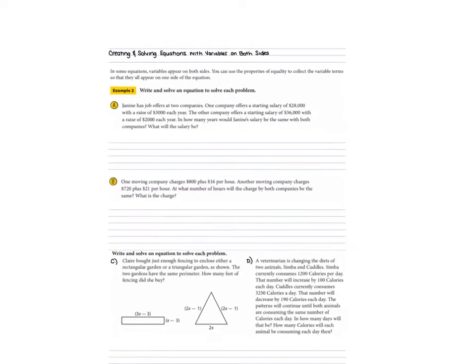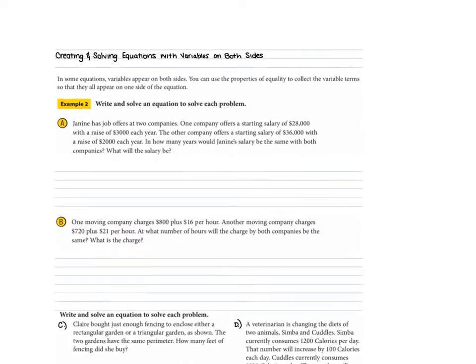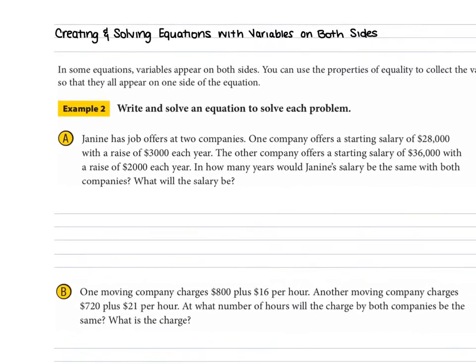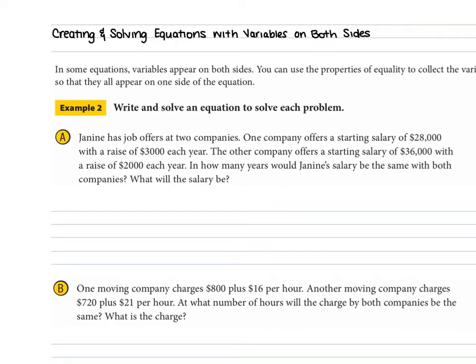If we look at our next example, for examples 2A, B, C, and D, we're writing and solving an equation to solve each problem. For A, it says Janine has job offers at 2 companies. One company offers a starting salary of $28,000 with a raise of $3,000 each year. The other company offers a starting salary of $36,000 with a raise of $2,000 each year. In how many years would Janine's salary be the same with both companies? And what will that salary be? So we're going to take both of these and set them equal to one another. So with company A, she earns $28,000.